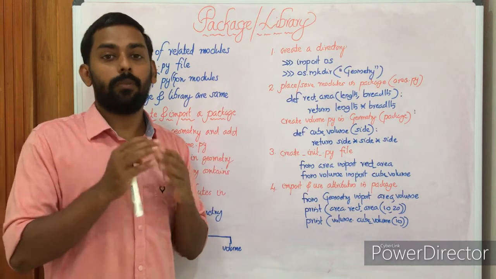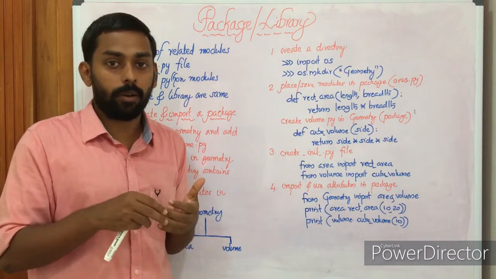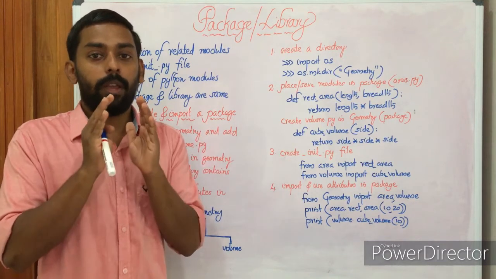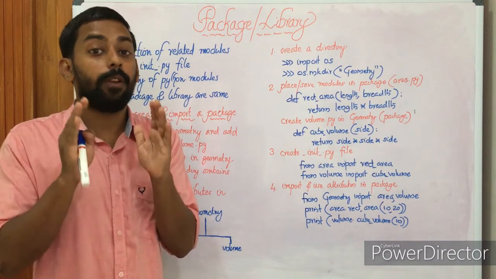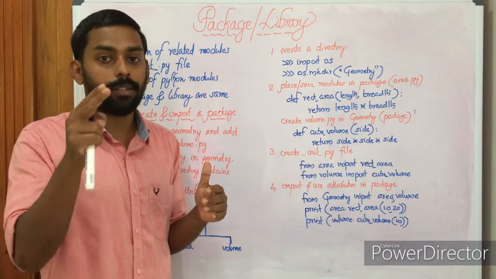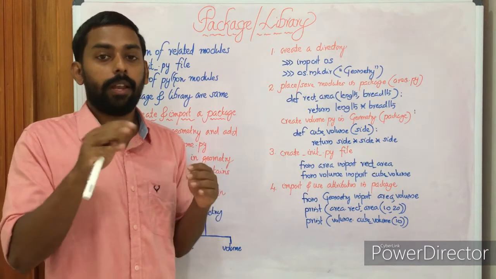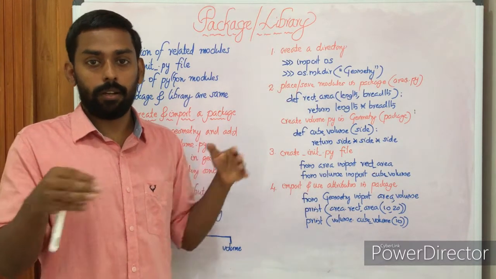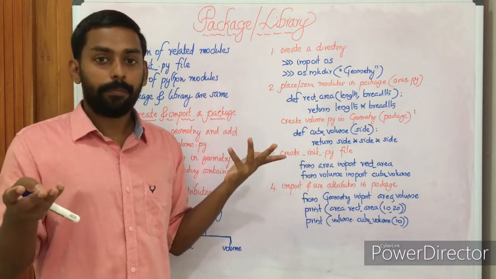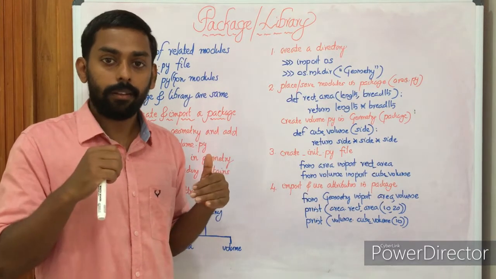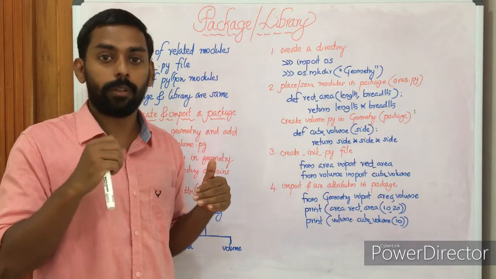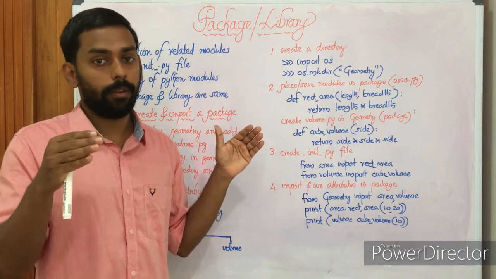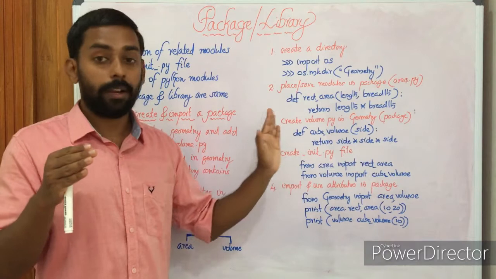First we are creating a directory called geometry. Import os, then os.mkdir geometry. So a folder or directory named geometry will be created. After that we start creating the first module, area, and in area we have included a function rect area, which returns length into breadth. Then we have defined the second module, that is volume. In volume we have included a function for finding cube volume, side into side into side.